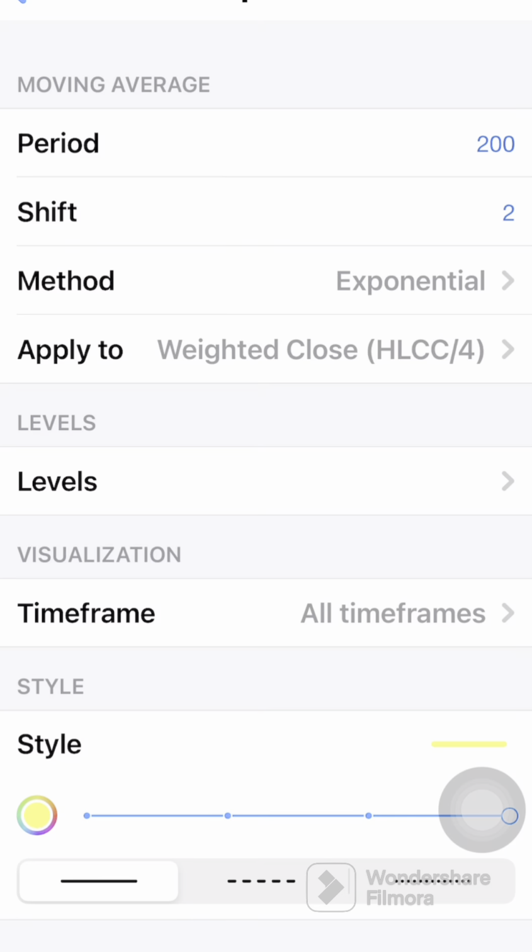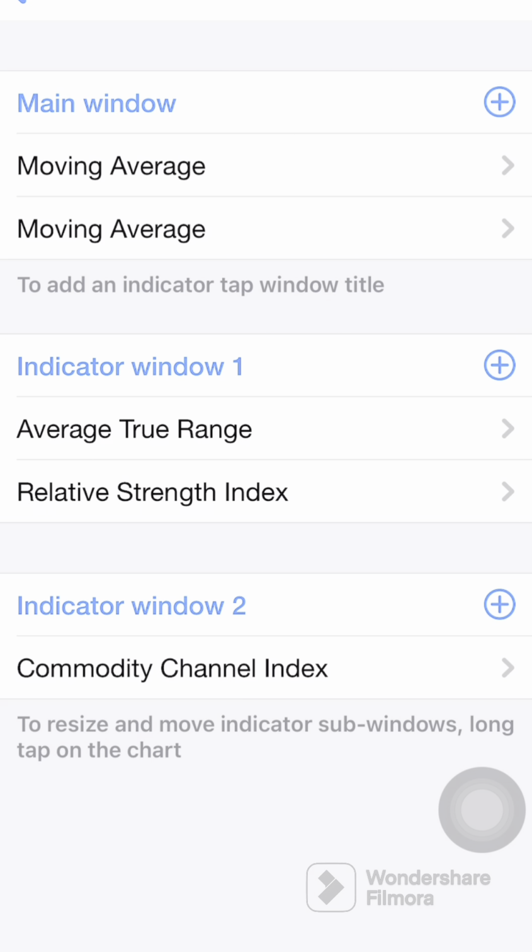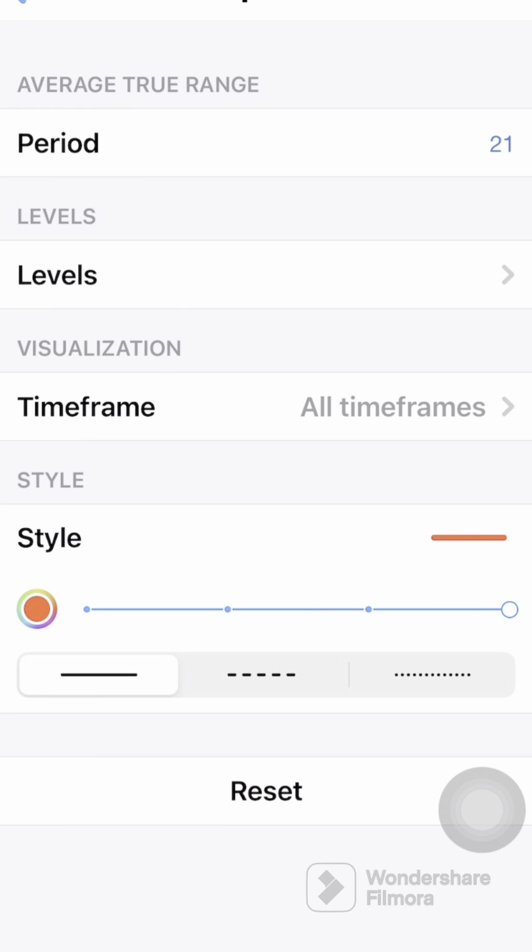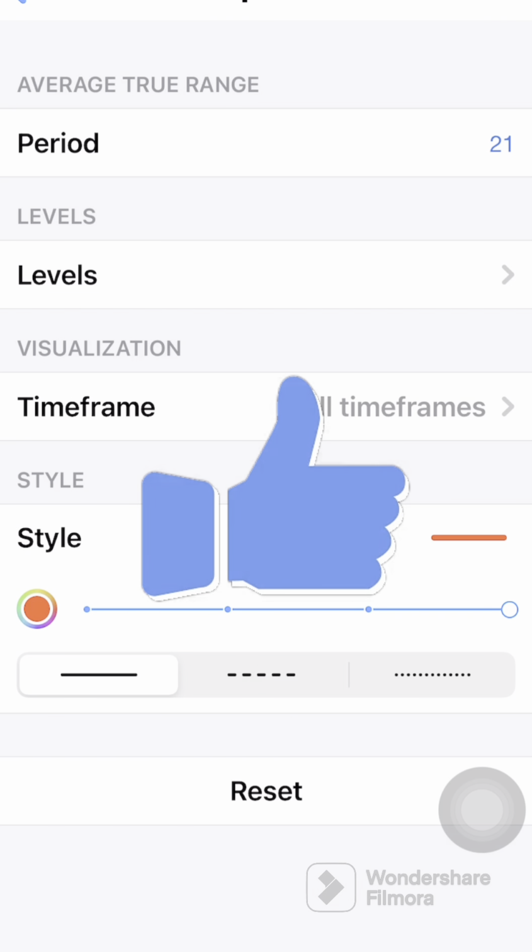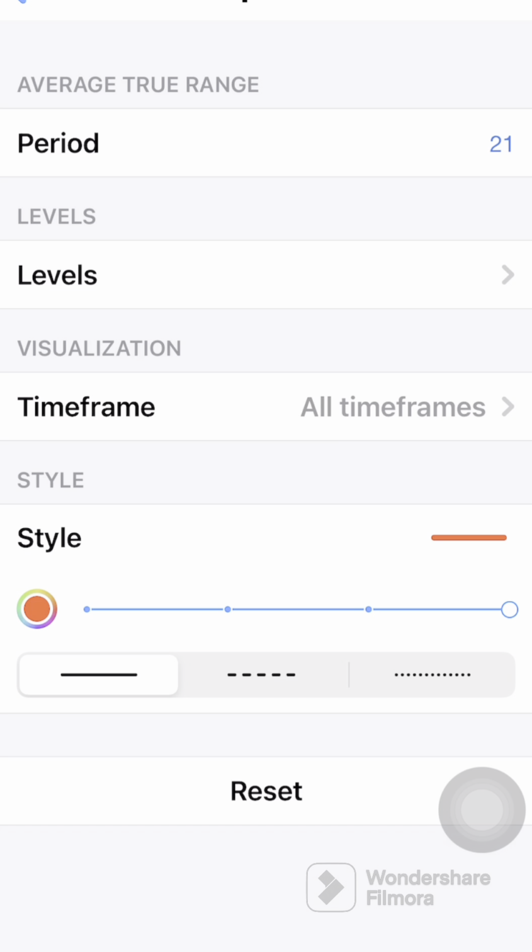So here are the settings. Let's continue. HL2 to HLCC/4. Then the average true range, the period is 21. We have no levels here, and time frame, all time frames, period 21. It's because we have moving average 21, and that is why we have our average true range 21. If you have a trading system that is using, let's say, 20 or 30 moving average, make sure you put 30 or 20 period in your average true range. So nice to have you now. So let's go on.